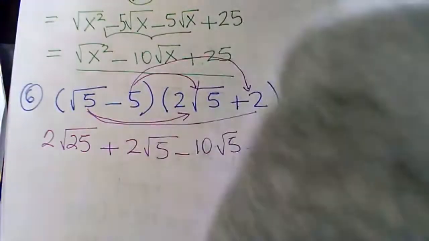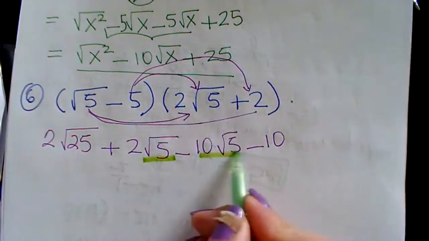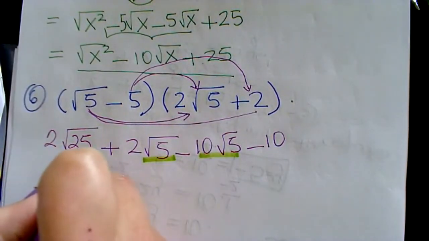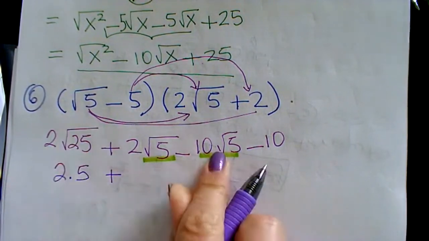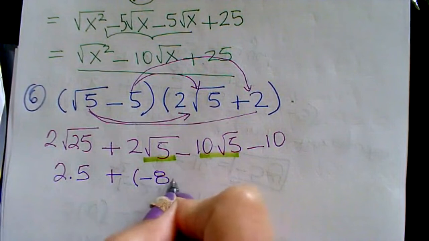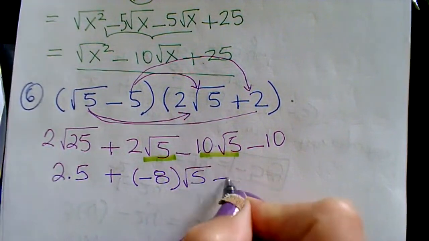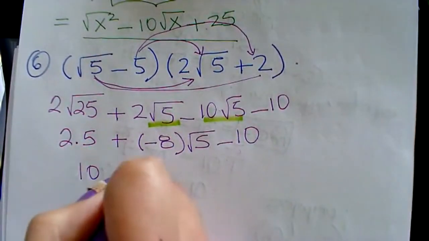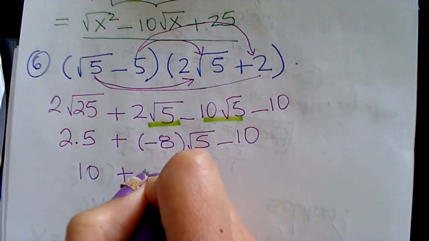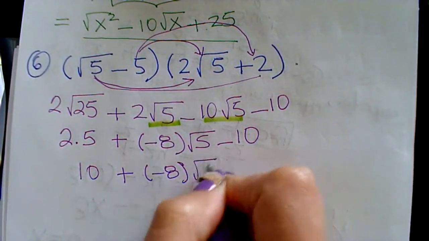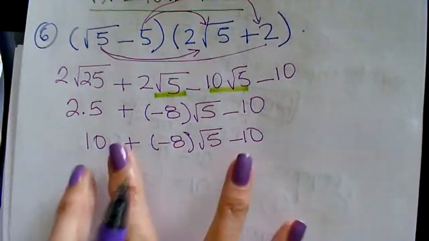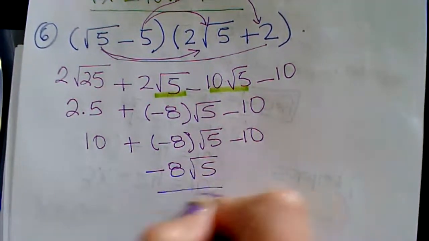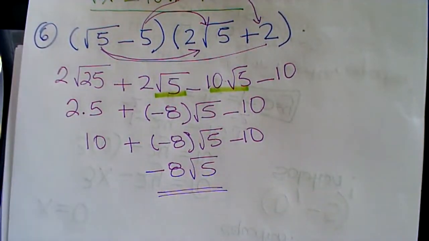Now, those are the only two that I can combine. Nothing else. Oh, square root of 25 is 5. 2 minus 5, negative 8, right? Square root of 5 minus 10. So this is 2 times 5 is 10. I keep writing. So we're making a 1 here, and what do we have left? Negative 8 square root of 5. That's the only thing. We can't do anything else.